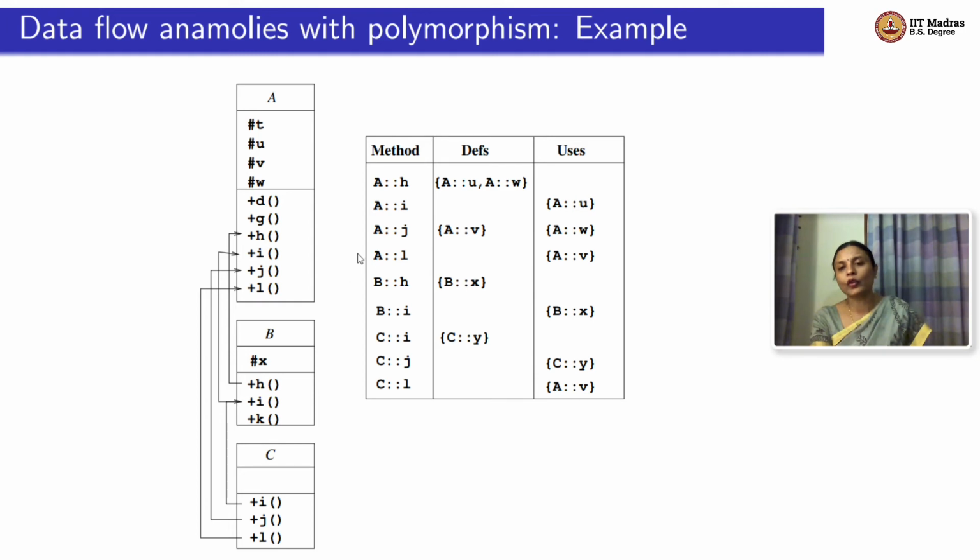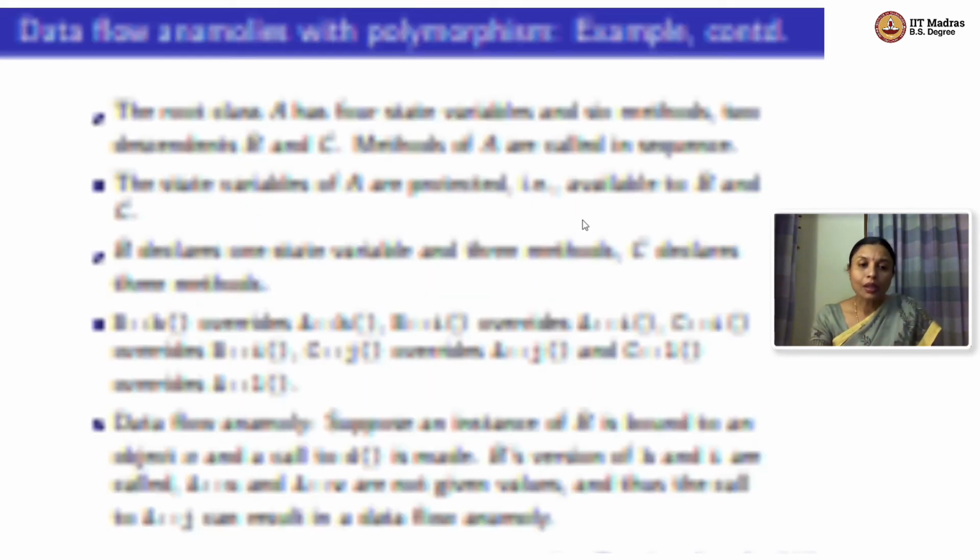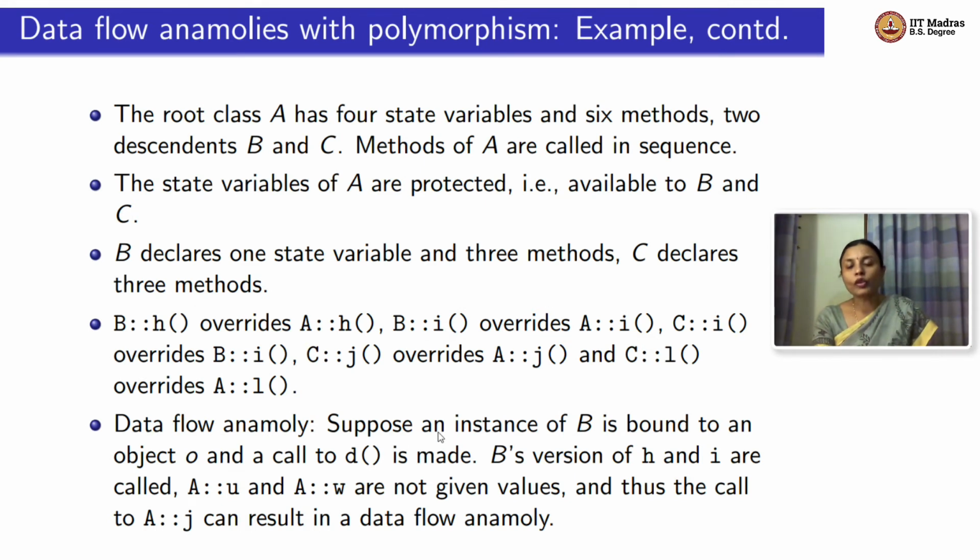That didn't define the variables U and W. So when A's version of method I or A's version of J runs, the values U and W will miss getting defined. So there will be no values to use or incorrect values to use, and this will result in a data flow anomaly. And this whole thing happened because the object O was bound to an instance of B.